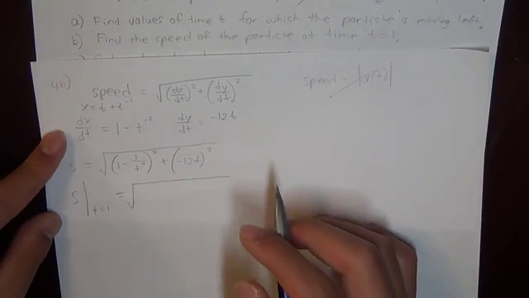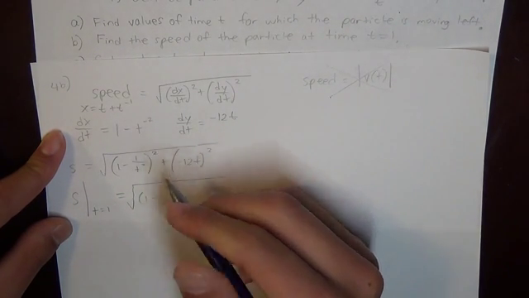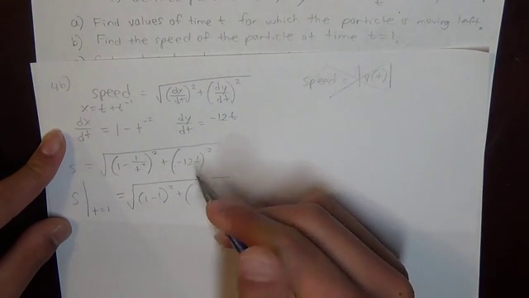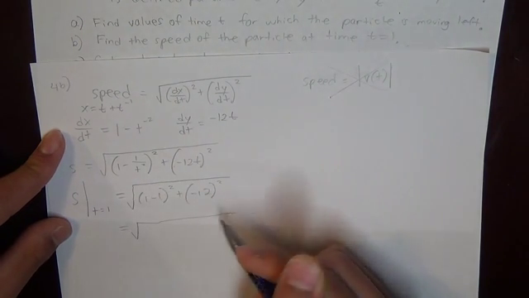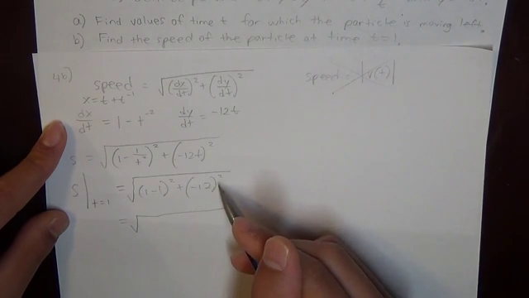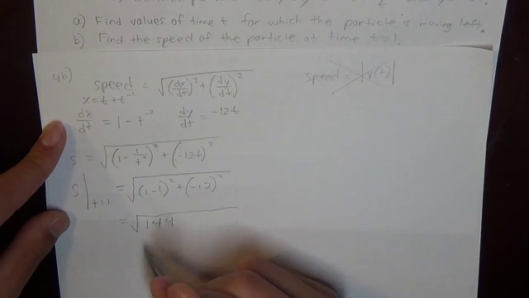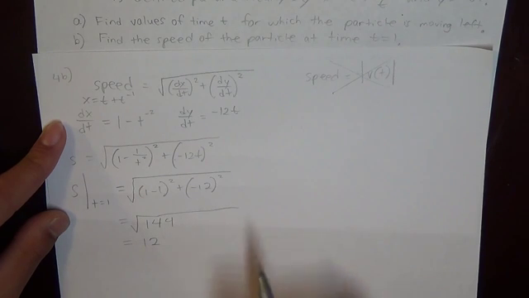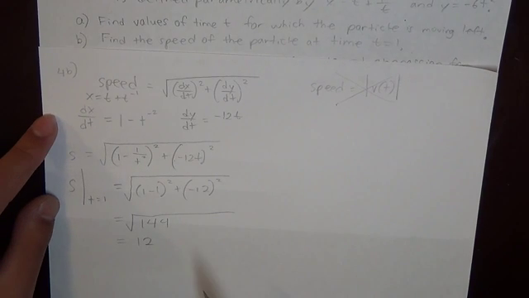And when we do that, we get 1 minus 1 over 1, which is just 1. When we plug in 1 into here, we just get negative 12 squared. So we're left with 1 minus 1 squared, that's just 0, and negative 12 squared is a positive 144. And the square root of 144 is 12. So that's the answer for part B.